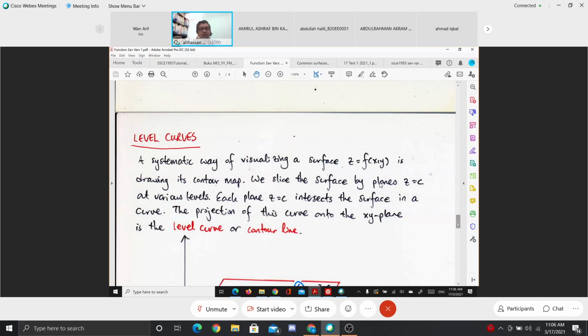We slice the surface by the plane z equal to c. Z equal to c is a plane horizontal to the xy plane. So we slice the surface by planes z equal to c at various levels, or at various values of c. Each plane z equal to c intersects the surface in a curve. The projection of this curve onto the xy plane is the level curve or contour lines.